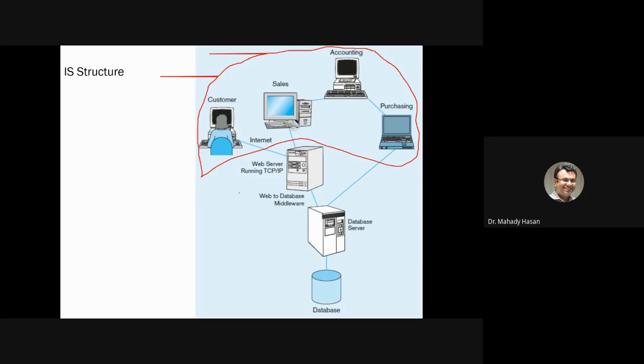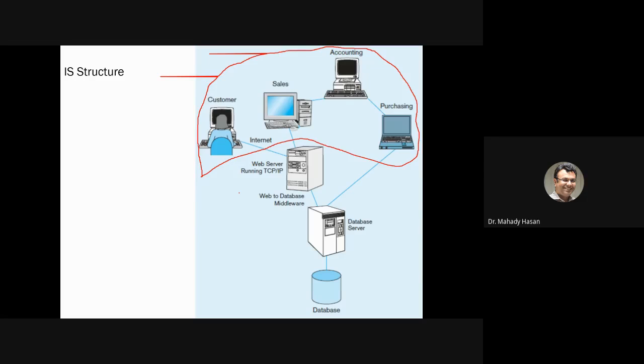Anyway, customer is connected with web server, which is connected with database server. So you can see 3-tier architecture. We have customer, we have web server, we have database server, 3-tier, right? We have sale, we have web server, we have database server. Sale is connected with web, and web is connected with database. So we have 3-tier.